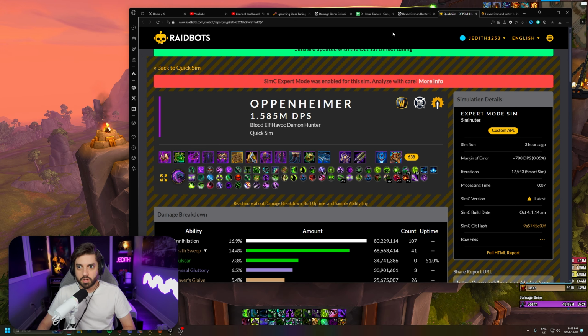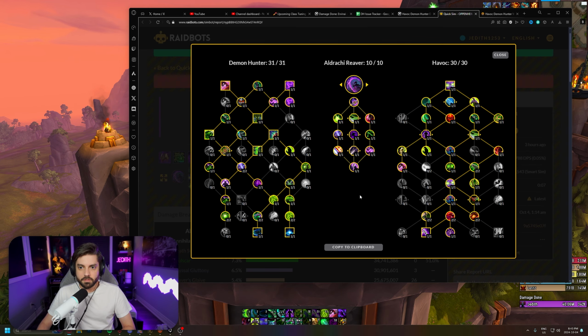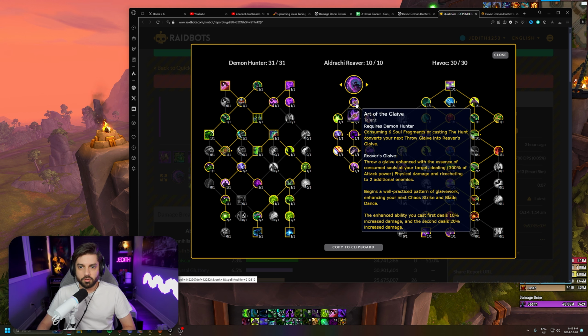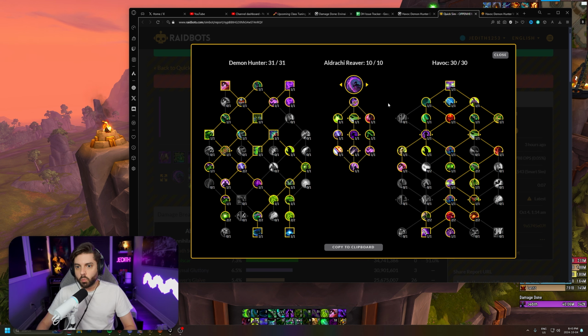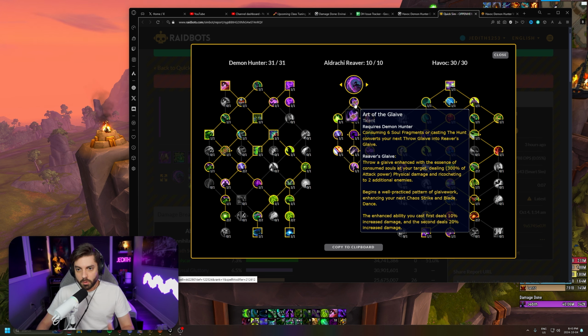Now, the thing to remember with Aldrachi Reaver is that it is very, very dependent on high uptime for a couple reasons. In terms of the hero talents, we have Art of the Glaive, which really makes us reliant on getting soul fragments. The way that we generate soul fragments the most frequently is through pressing Chaos Strike. Whenever we press Chaos Strike, we have a chance to spawn a lesser soul fragment that we can then pick up. But if we are forced away from the boss, if there's downtime in a boss fight, or you have to dodge a mechanic, that just means you're not pressing Chaos Strike. And if you're not pressing Chaos Strike, you're not generating soul fragments. So we're punished for downtime there.